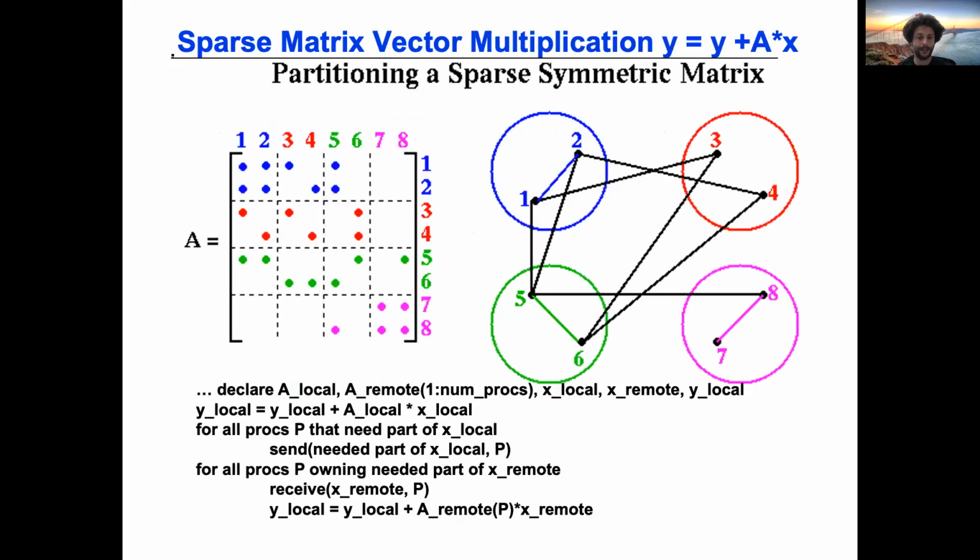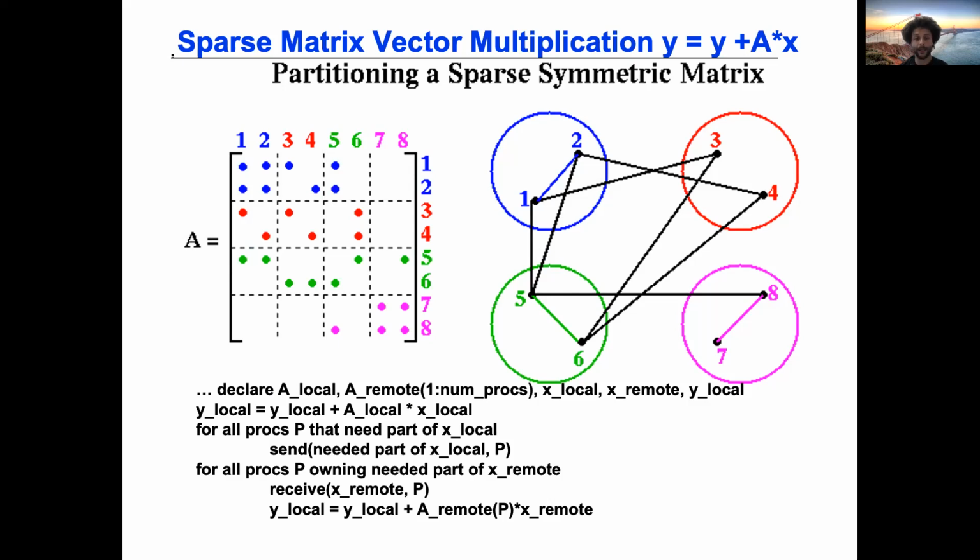So here's our motivating example, which is a sparse matrix vector multiply, where the sparse matrix is symmetric in this case. We're going to go over non-symmetric cases later. We have an 8 by 8 matrix, and we want to partition it into 4 pieces, let's say. Each one of these colors, the big circles, is a partition, and it's assigned to a processor. The edges crossing across partitions are a sort of metric for communication.